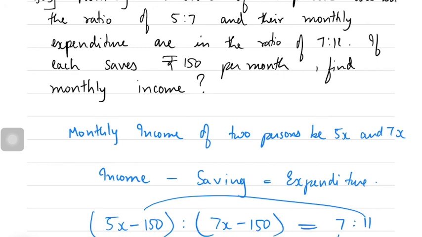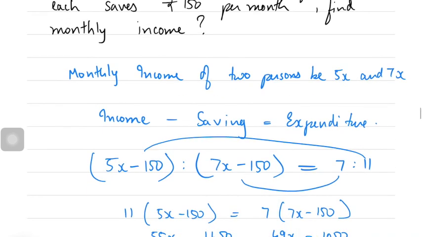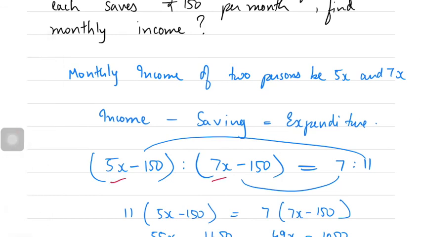Okay, let's go through this question once again. The monthly incomes of two persons are in the ratio of 5:7. And their monthly expenditures are in the ratio of 7:11. If each saves 150 per month, find the monthly income. Okay, so monthly income minus saving is expenditure, right? So income is 5x and 7x.